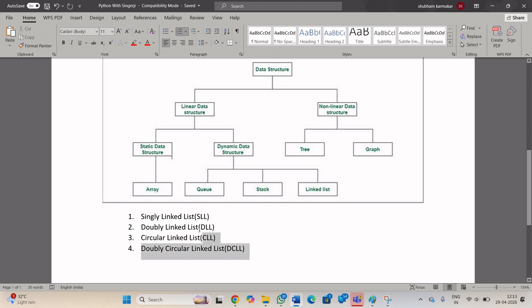We'll do it in the next video. We'll implement the linked list and its operations and many types of linked list cases. Okay, so much for today.